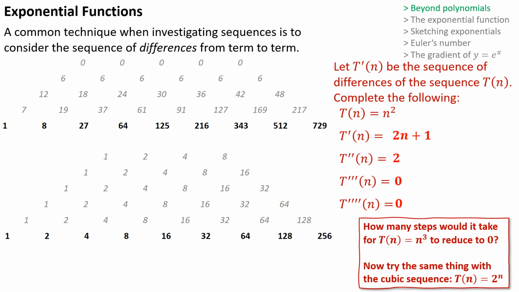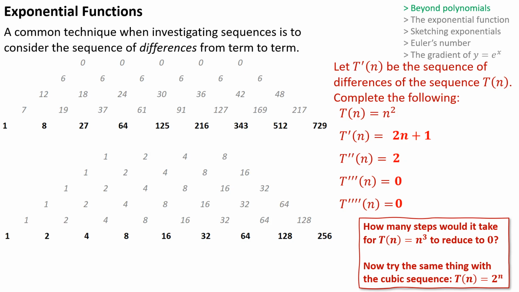For a sequence involving, let's say, x to the power 10, you have 10 or 11 steps to get down to, say, a constant or to 0. But for an exponential sequence, it seems like you're never going to get there. Now, just to clarify something here, if you try with 3 to the n or 10 to the n, you'll find a similar thing happens, but you won't get such a nice pattern as we get with the powers of 2. It won't be exactly the same sequence over and over again.